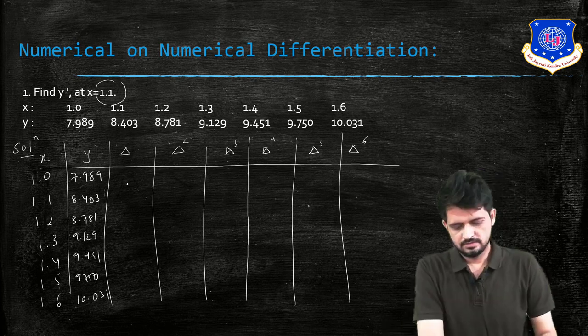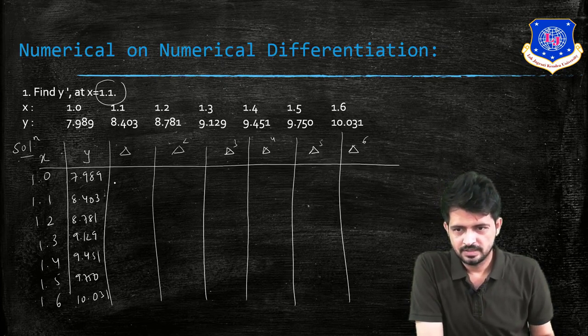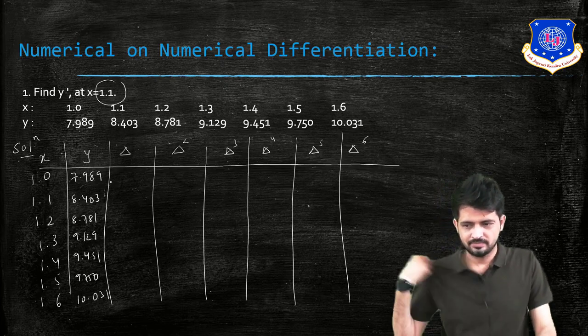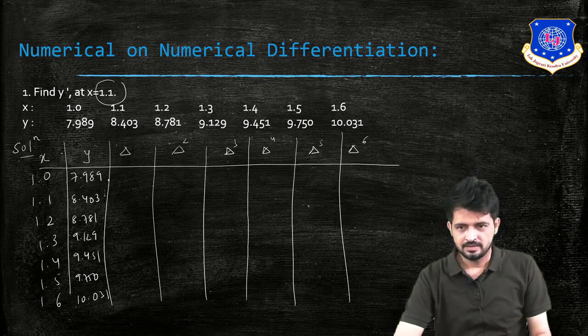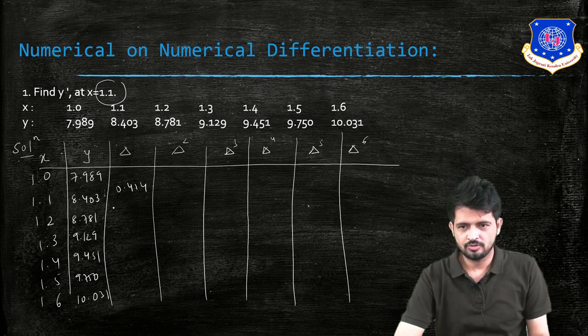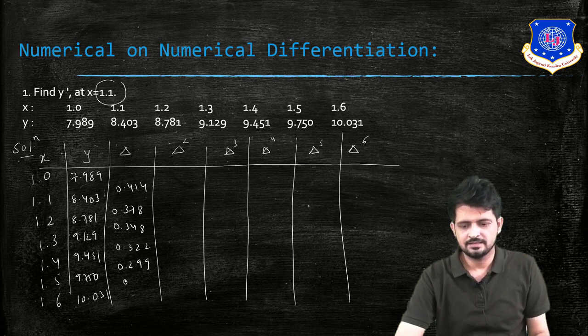Now we have to write the difference values. First difference, what is the first difference? 8.403 minus 7.989, the answer is 0.414, then 0.378, 0.348, 0.322, 0.299 and 0.281.